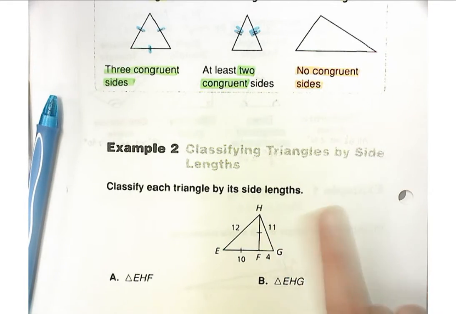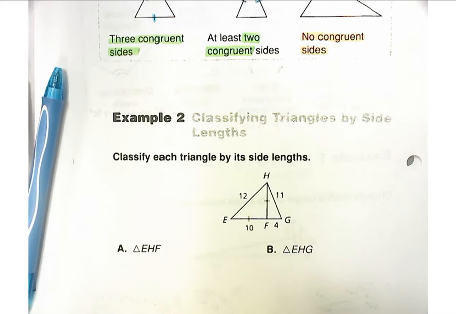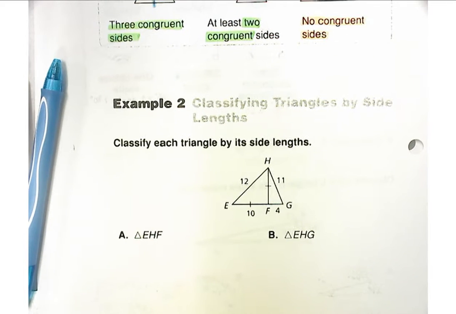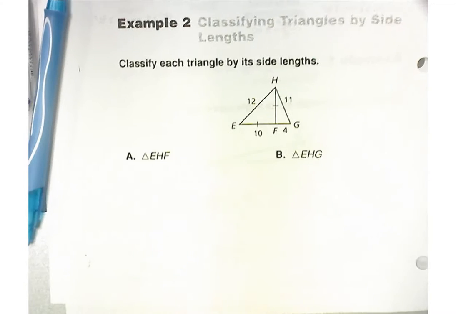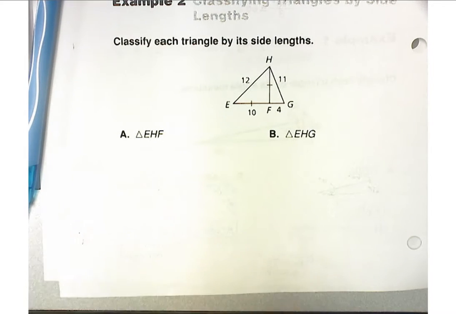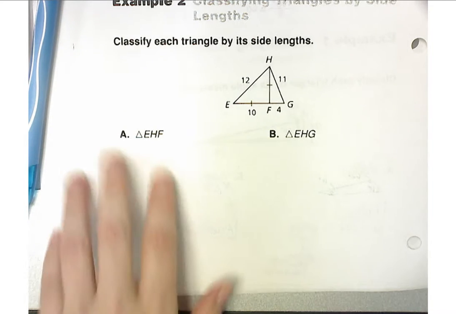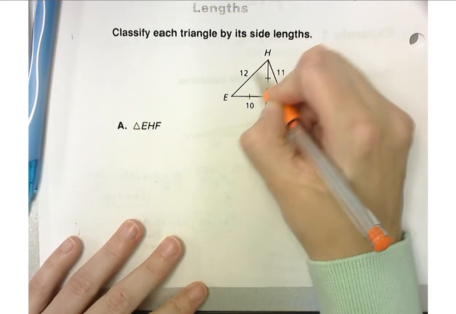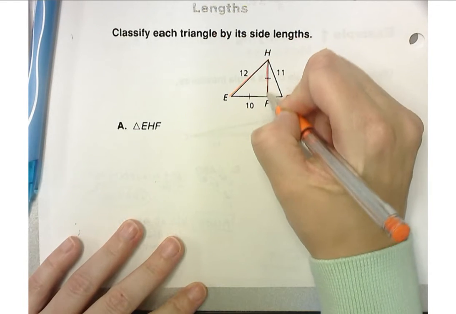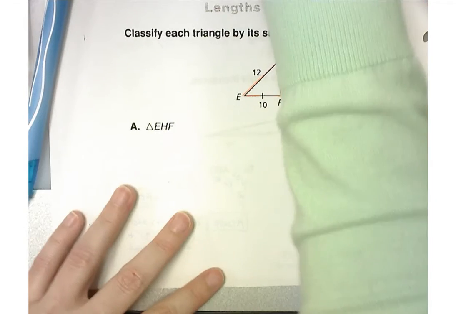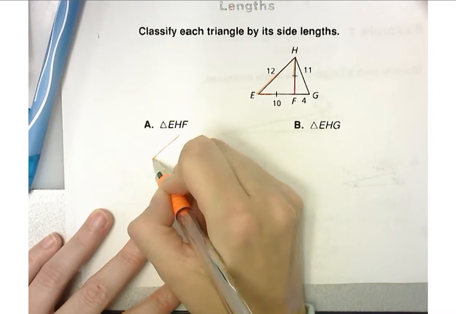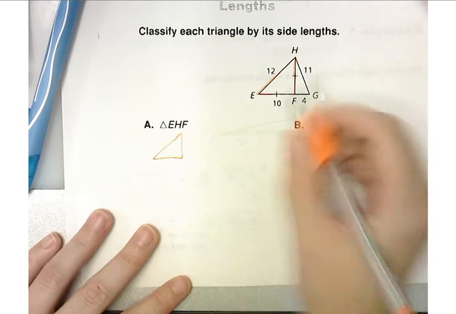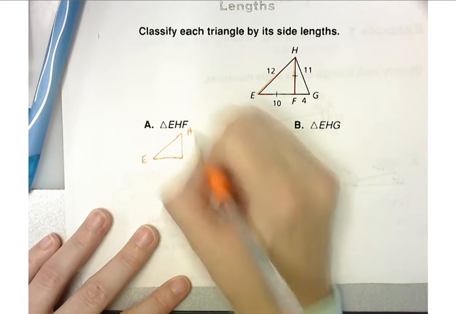So for the next one, we are going to classify by the side lengths only. And we're going to use a similar process that we did before, except now, instead of writing out the angle measures, we're going to be writing out your side lengths. So the first one we have is EHF. Remember I said I like to outline EHF. Okay, so I know what I have here. So this is your E, your H, your F.